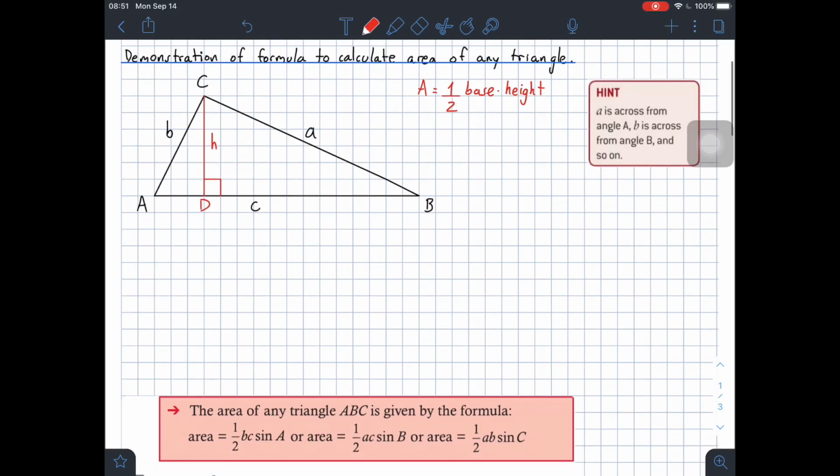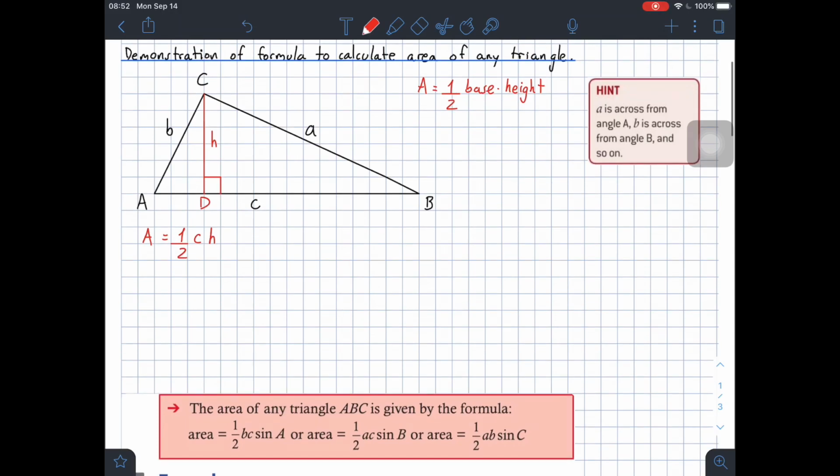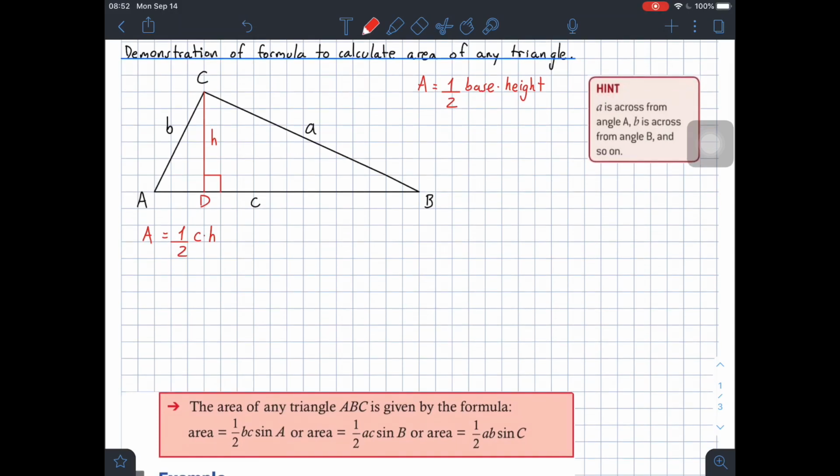If you take a look at the area of this triangle, we write it by applying this formula. The base in this case is c and the height in this case is h. So the general formula for the area of this triangle would be half of base, which is c, times height, which is h in this case. So 1/2 ch is the area of this particular triangle.